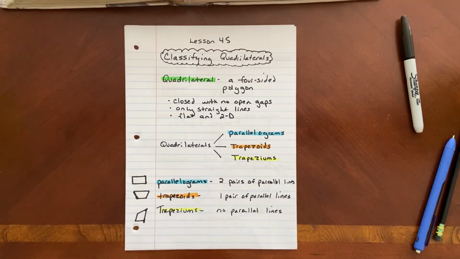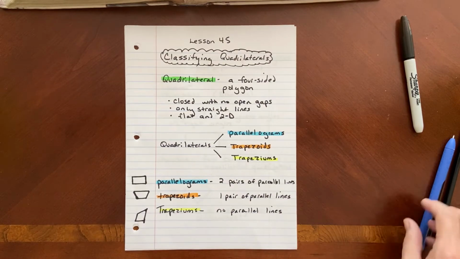Okay, this is lesson 45, classifying quadrilaterals. So quad means four, lateral means side, so a quadrilateral is a four-sided polygon. Remember, it has to be closed, can't have any gaps, can only have straight lines, and it can only be flat and 2D. It can't be like a cube or a pop-up shape.